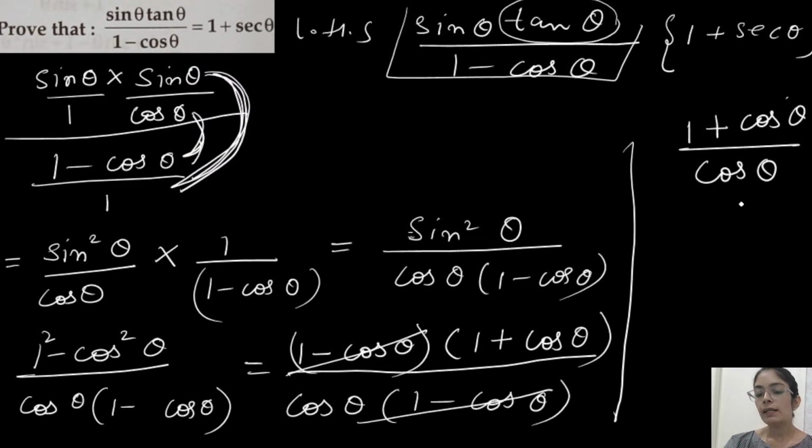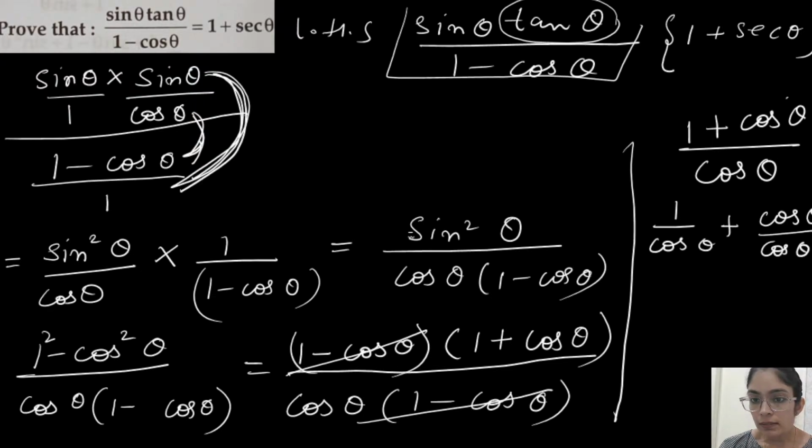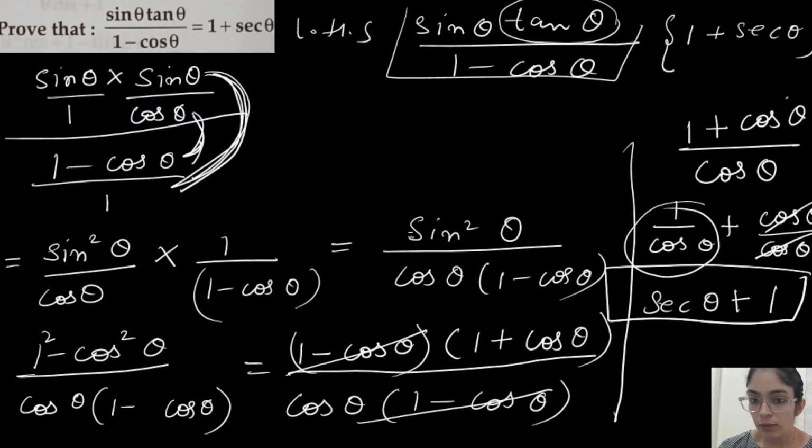So now separately, like we did in the previous question, 1 by cos theta plus cos theta by cos theta. See, 1 by cos theta is equals to secant theta, if we apply the reciprocal relation. Cos theta and cos theta will get cancelled. So this will become secant theta plus 1, which is equals to the right hand side also. And hence we have proved this question.